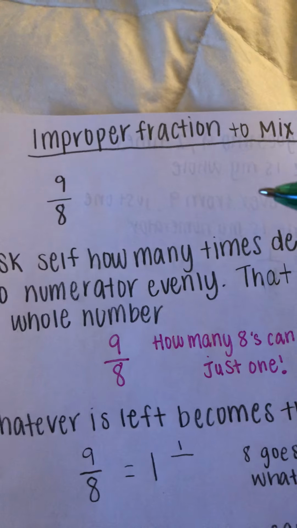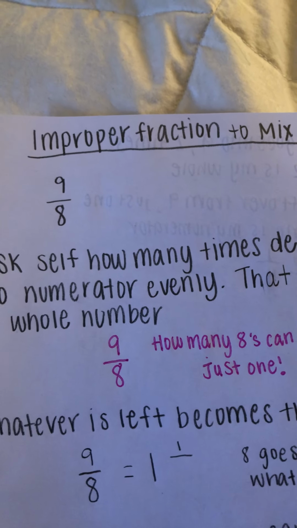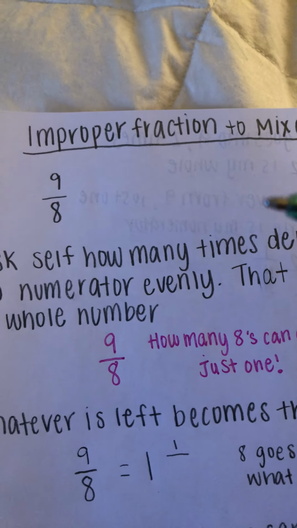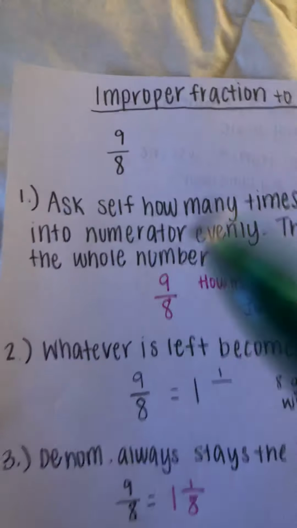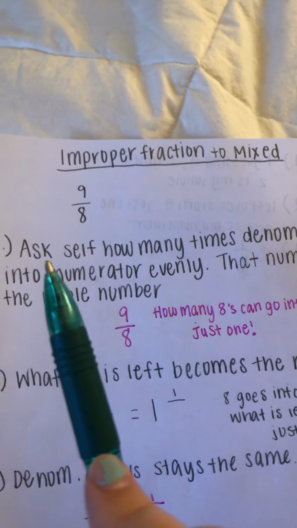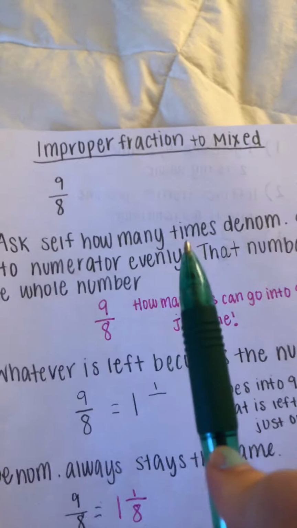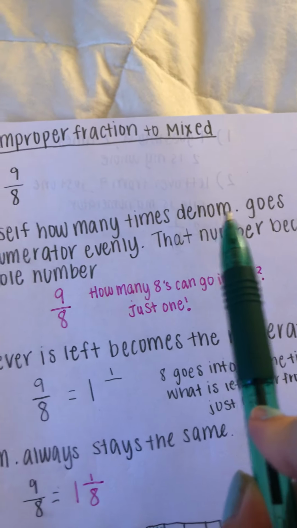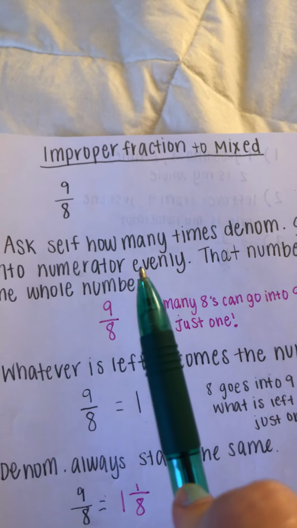9/8 you could draw out, but visually in a second you're going to see what it looks like as a mixed number. So number 1, you need to ask yourself, how many times the denominator goes into the numerator evenly?